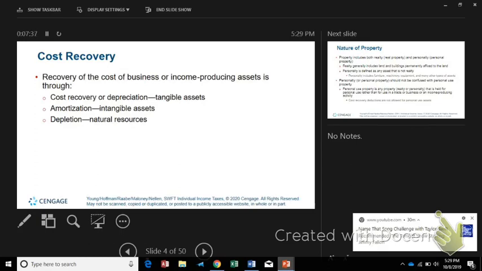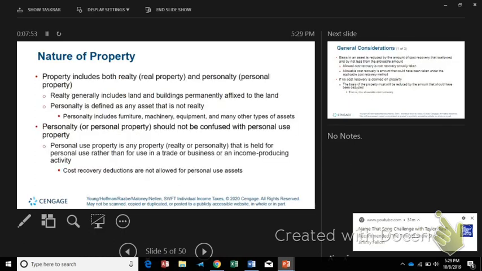All other things are going to be either depreciated or amortized. So tangible assets are depreciated, intangible assets are going to be amortized. The nice thing about amortized assets is they're almost always going to be straight line. All right, and that's much easier, straight line.